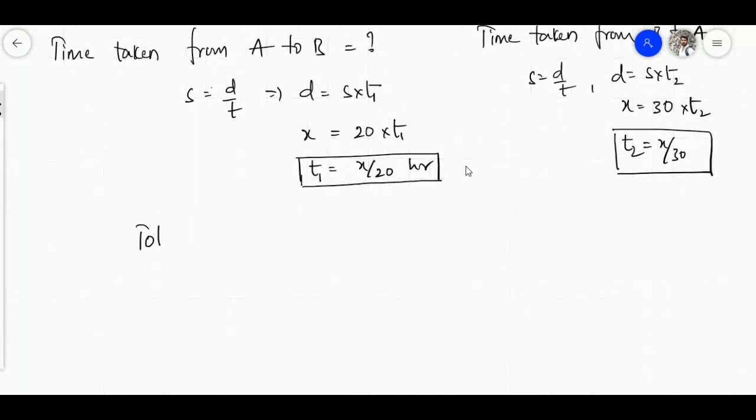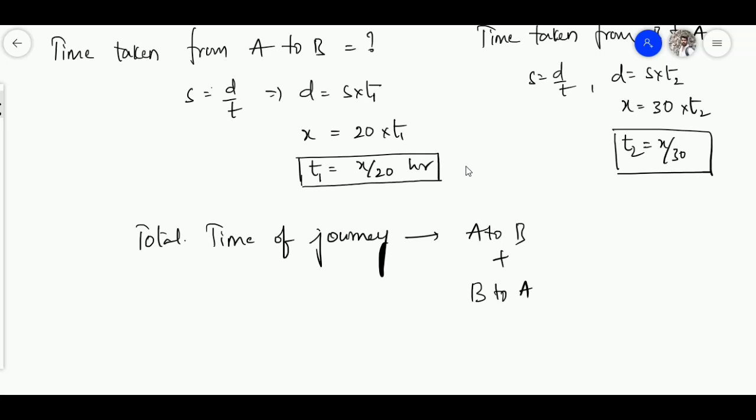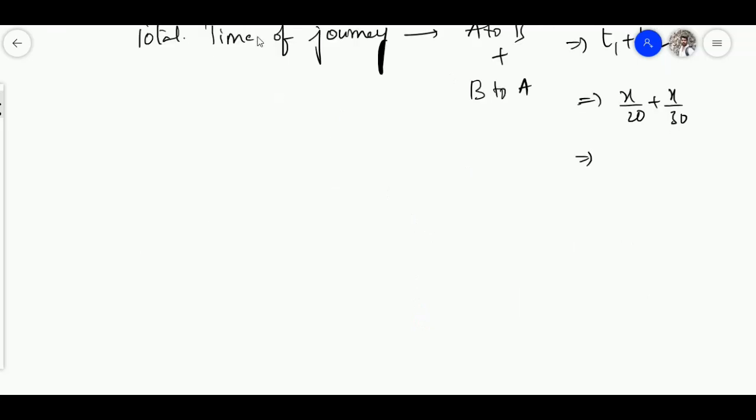Now what's the total time of journey? A to B plus B to A. That means t1 plus t2 will be the total time. That is x by 20 plus x by 30. Let's do the LCM. I will go step by step. The LCM is 60. That is 3x plus 2x. That gives you 5x by 60 hours. So that's the total time.